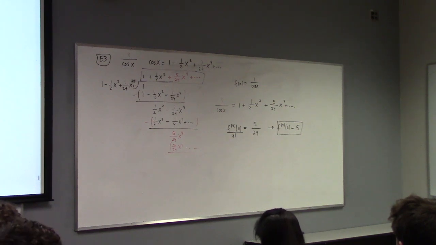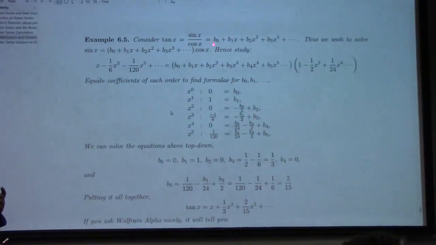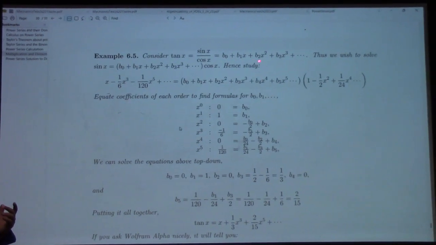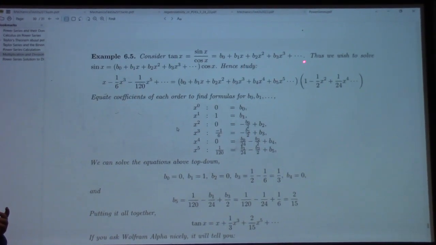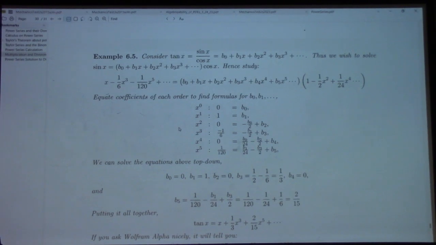How about another example, tangent x? How would we find the Maclaurin series for tangent? Well, tangent is sine over cosine, right? So if I call the unknown series b0, b1, b2, b3 x cubed, and so forth. My theme for today is basically to invent a notation for the series you don't know as a means of breaking down the algebra step by step. This is a potential method of calculation.